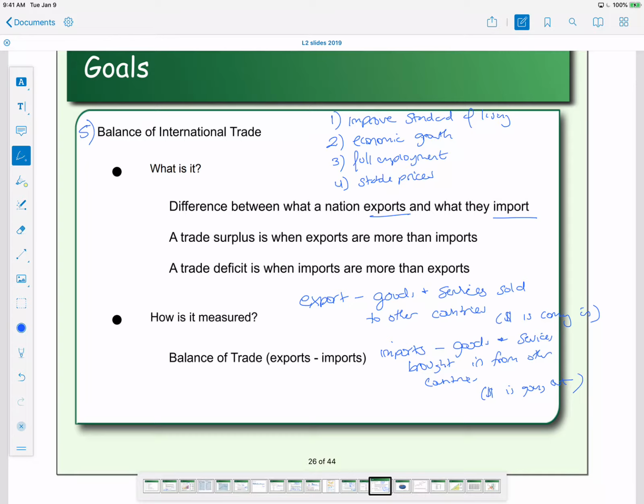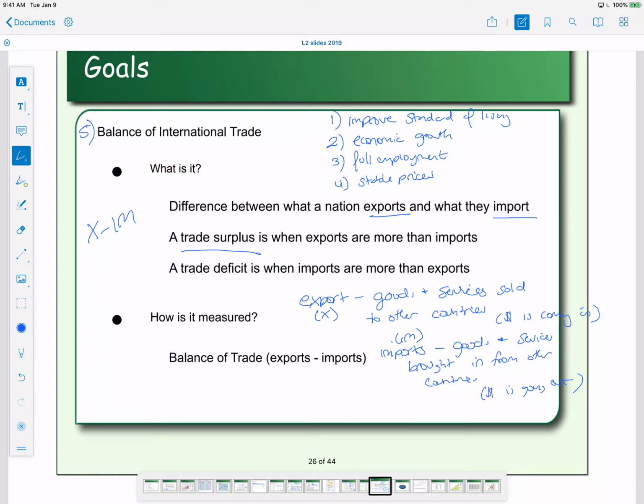So when we talk about the balance of trade, we're talking about exports compared to imports. So if we take exports minus imports, we can see what's happening with our balance of trade. We have a trade surplus if our exports are more than our imports. So a trade surplus means that we're selling more goods to other countries, so lots of money's coming into us, than we are buying from other countries. So there's more money coming in than going out.